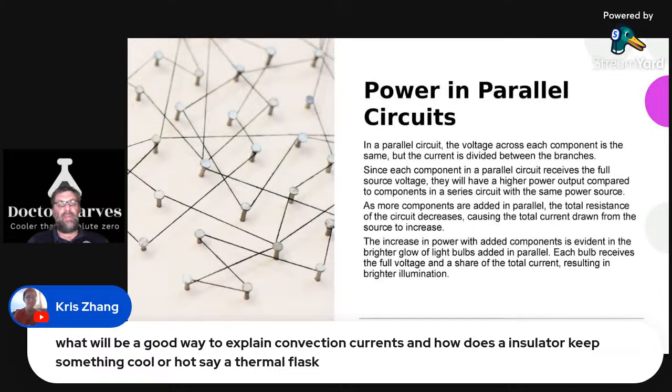And how an insulator keeps something cool or hot. Well, that's your three different types of heat transfer: conduction, convection, and radiation. For radiation, you've basically got a silver surface, so it's going to reflect the heat radiation back into the component if it's going to keep it hot. Whereas for convection and conduction, you're looking at the vacuum, the gap between the two. It keeps it cool or hot because the heat can't be transferred from the inside to the outside.